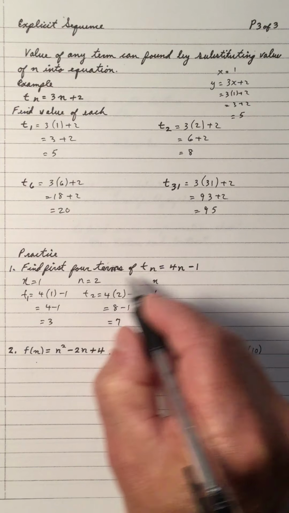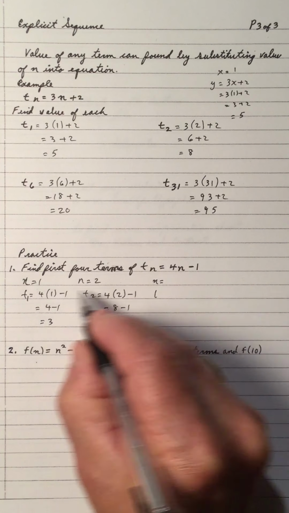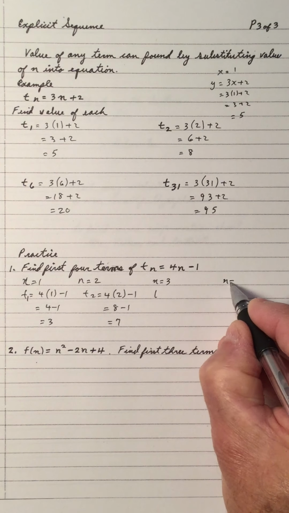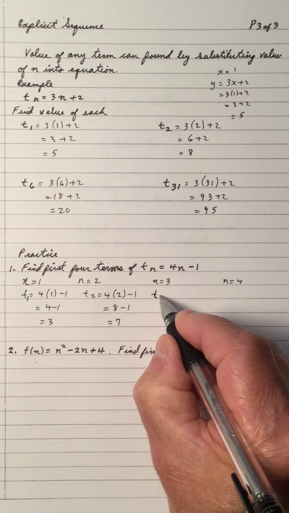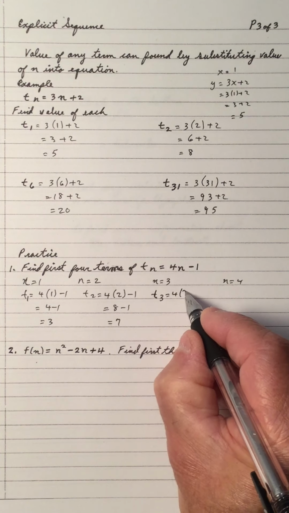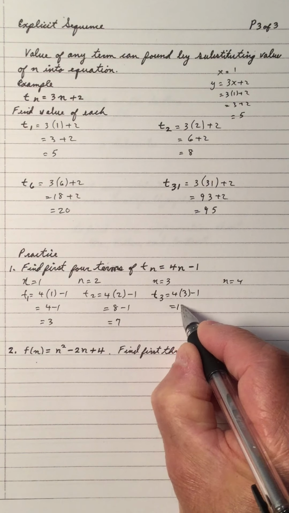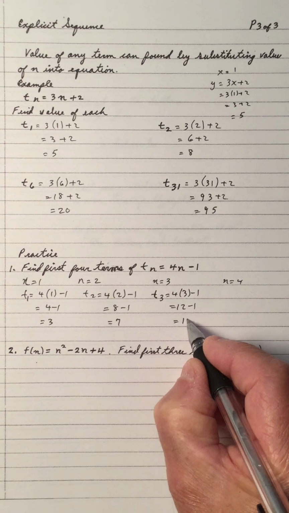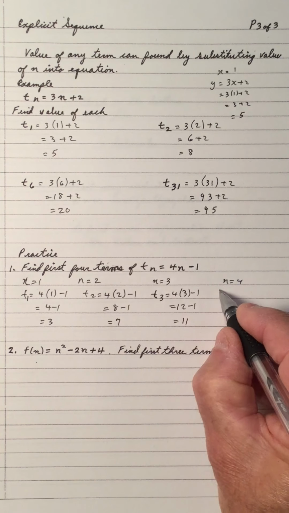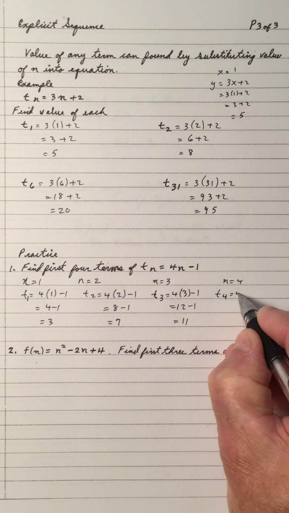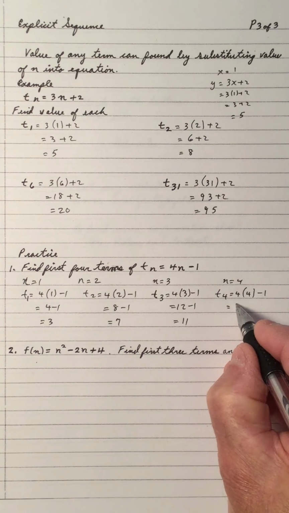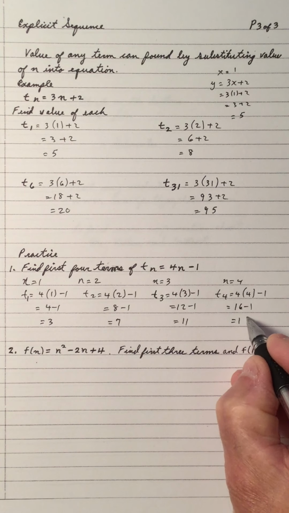We want the first 4 terms, so that means n is 1, 2, 3, and then n is 4. So T3 is 4 times 3 minus 1, 12 minus 1 is 11. And n is 4, so T4 is 4 times 4 minus 1. So 16 minus 1 is 15.